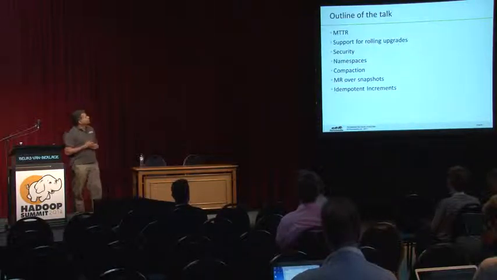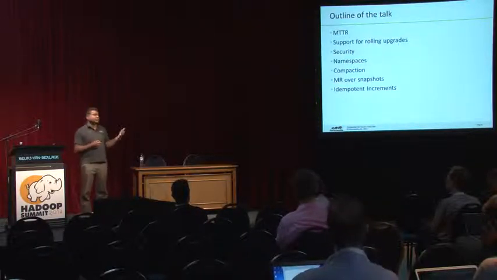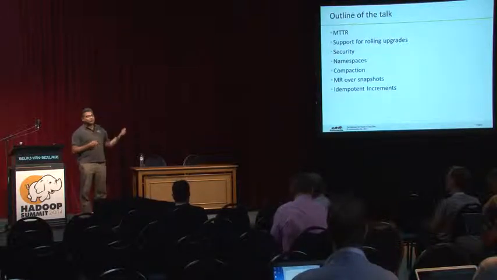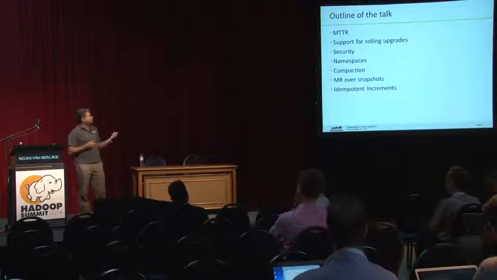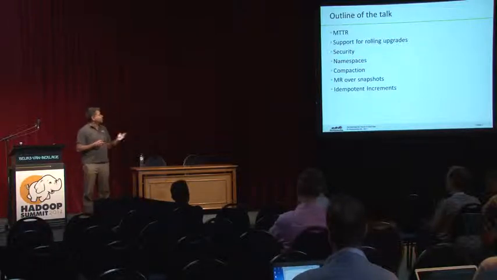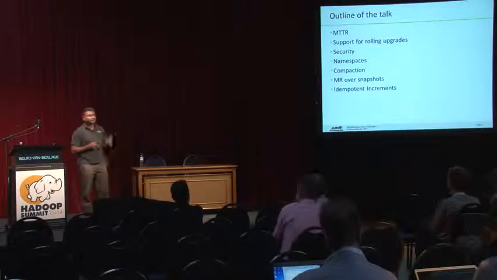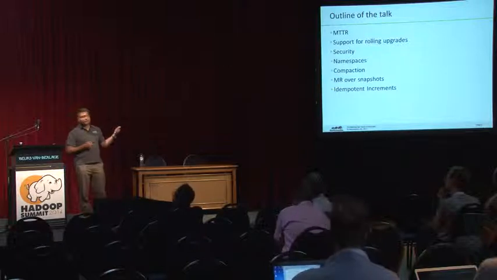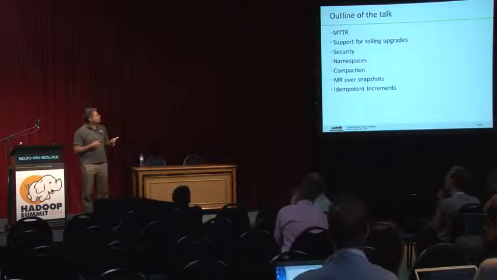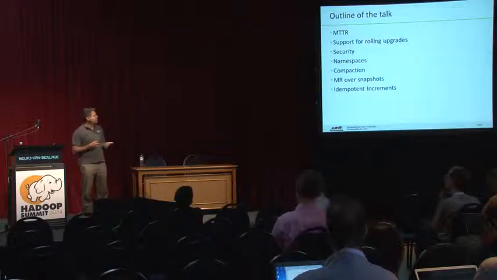This is the outline of the talk. I'm going to talk about MTTR, support for rolling upgrades in the new versions of HBase, a quick update on the security front, and then Enis is going to follow up with the use cases of namespaces in HBase, some details on the compaction enhancements that have gone in recently. He's going to talk about MapReduce over snapshots, HBase snapshots, and then idempotent increments in HBase.